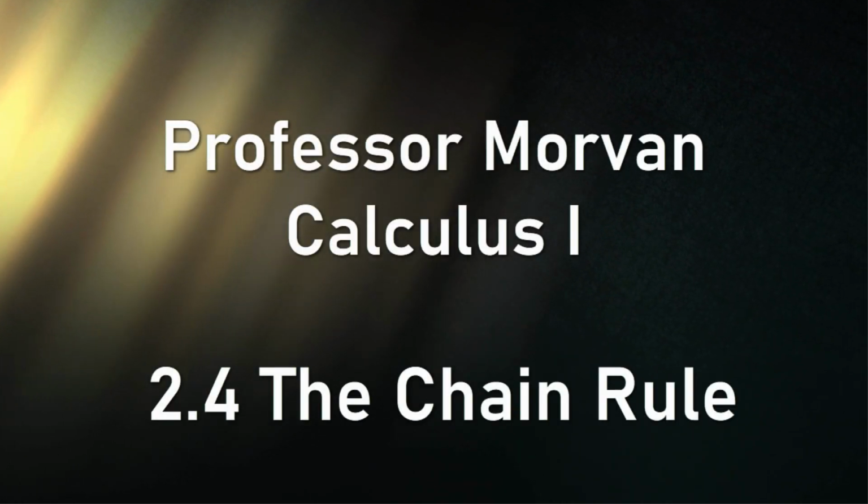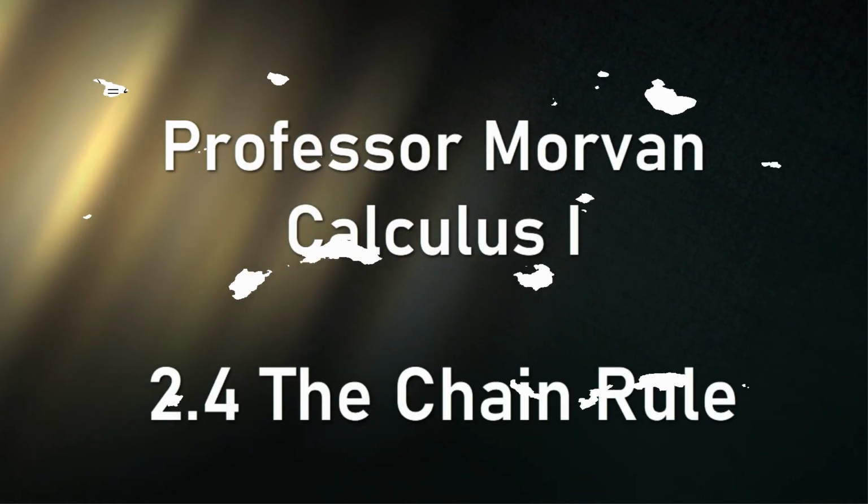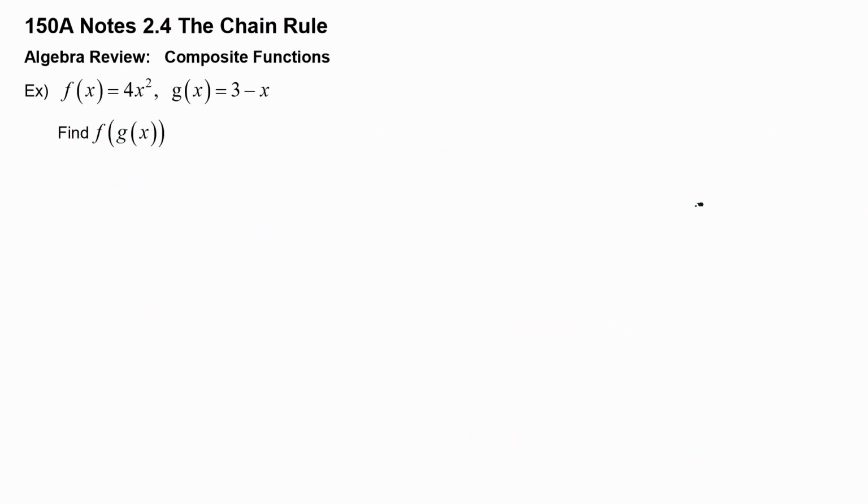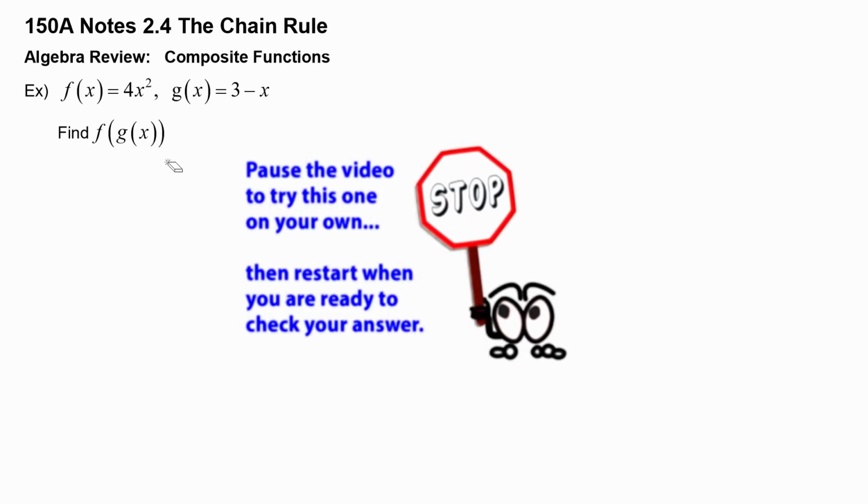In this section, you will learn about the chain rule. First up, a quick algebra review of composite functions. In this example, f of x equals 4x squared, g of x is 3 minus x, and we need to find f of g of x. So pause the video, try this one on your own, and restart to check.